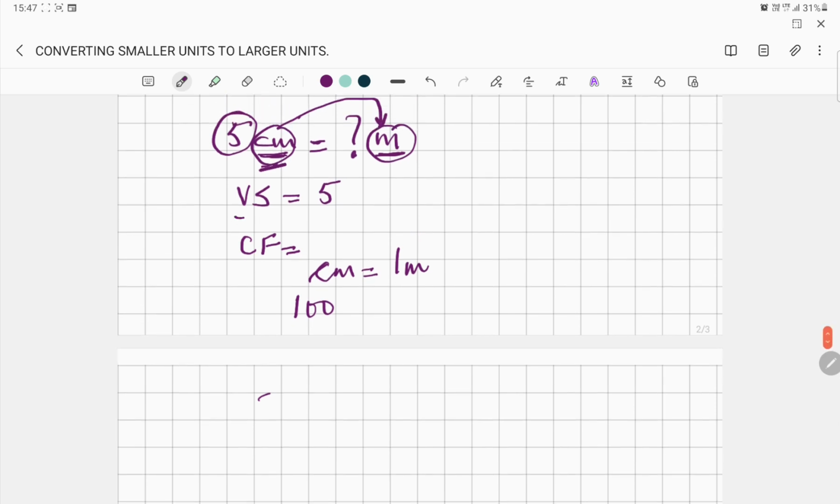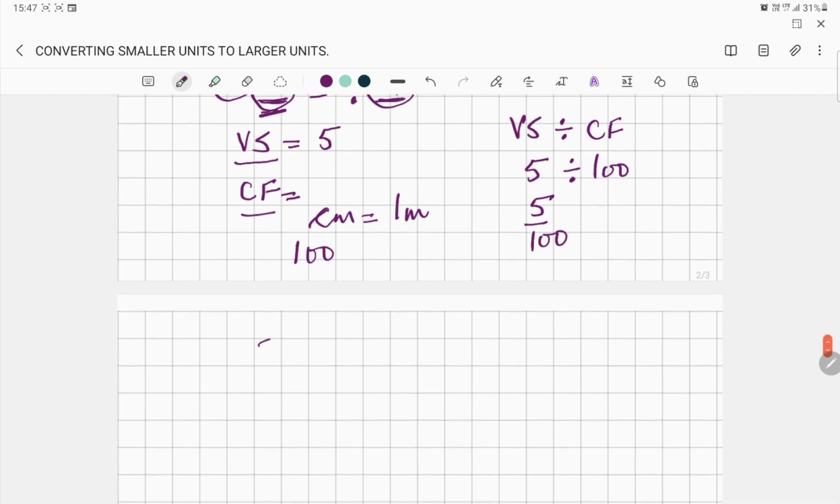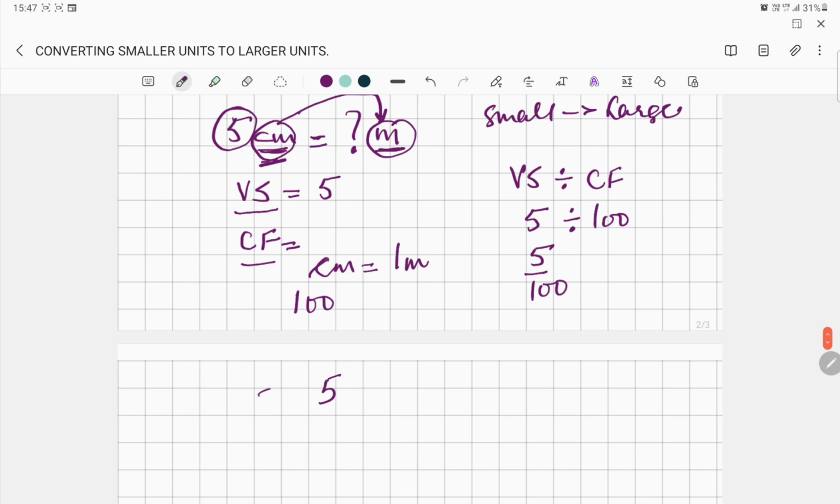Now we have figured out the value of Vs and Cf, and the formula that we use to convert a small unit into a large unit is this. You divide the value of the small unit by the conversion factor. The value of the small unit for this problem is 5, and you have to divide it by 100, so you can write it as 5 upon 100. So 5 centimeters is equal to 5 upon 100 meters.